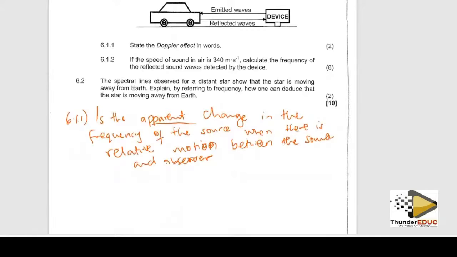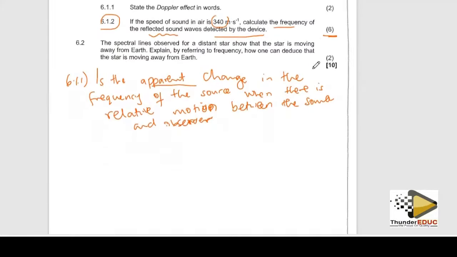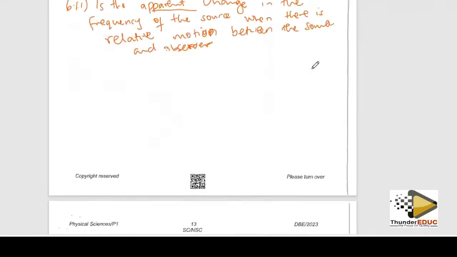Okay, then 6.1.2, they're telling us that if the speed of sound is 340, calculate the frequency of the reflected waves detected by the device. This question is 6 marks, guys. Because when you look at it, frequency of the listener, something is fishy here.